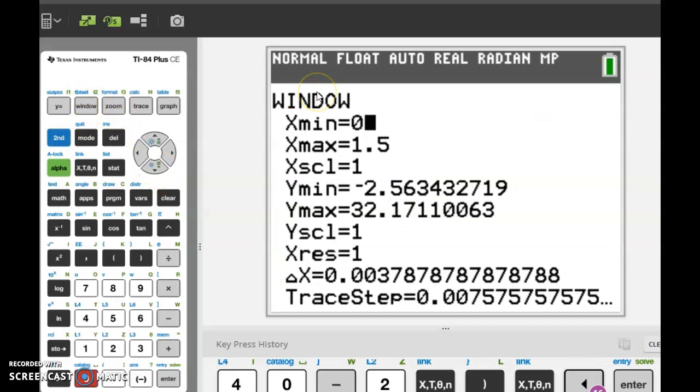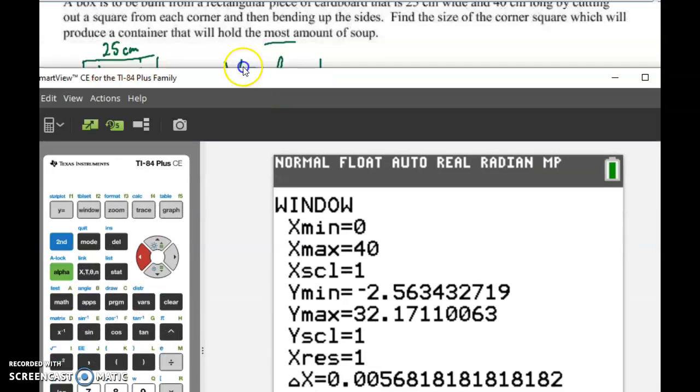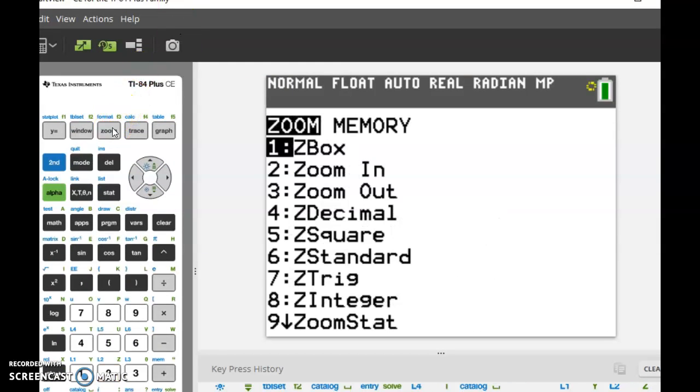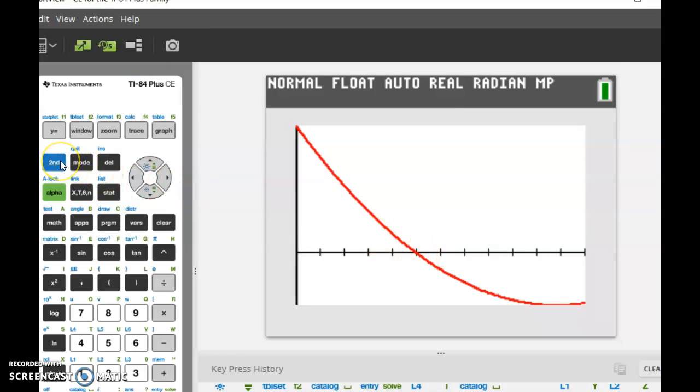I'm going to make my window, because it only makes sense to have a window of x values, and it'd be impossible to have an x value larger than, well, even 12.5 would be too much, because you can't cut into the side of the piece of paper. You know what I mean? I guess what I'm talking about is if x is bigger than 12.5, you'd have nothing. So I'll just guess 12 and hit zoom 0. And it looks like that's where we're going to get our exact answers.